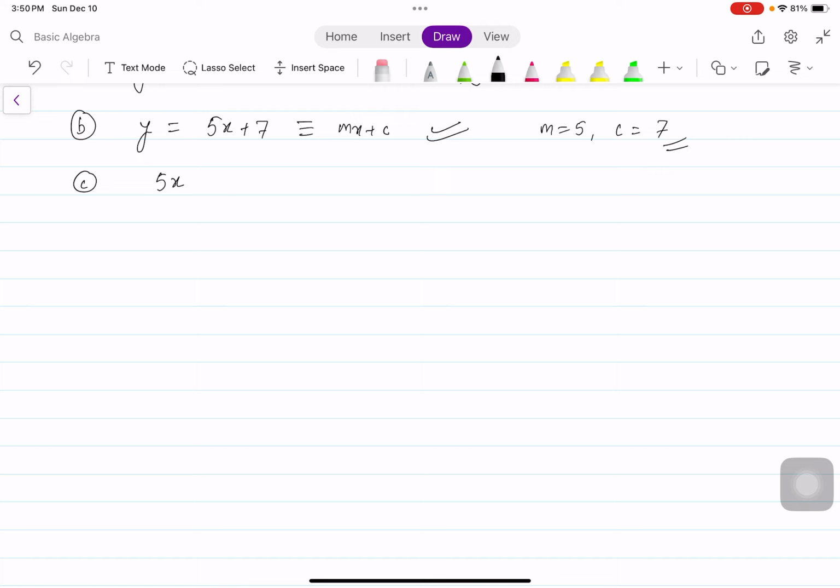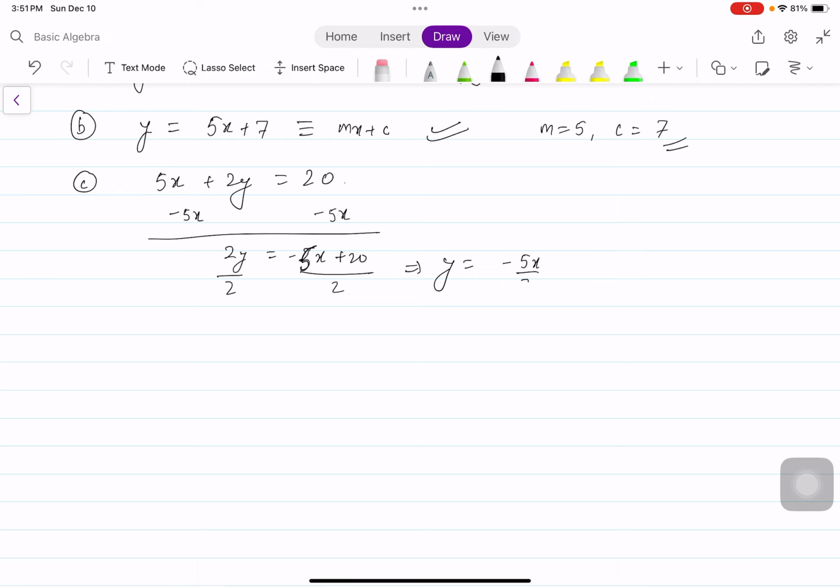And let's try another problem. Now this is not in y equals mx plus c form, but can we put it in that form? Yes, I think we can solve it for y, and to do so I will move 5x to the other side. So what do we get? We get 2y equals negative 5x plus 20, and if I divide both sides by 2, I get y equals minus 5x by 2 plus 10.